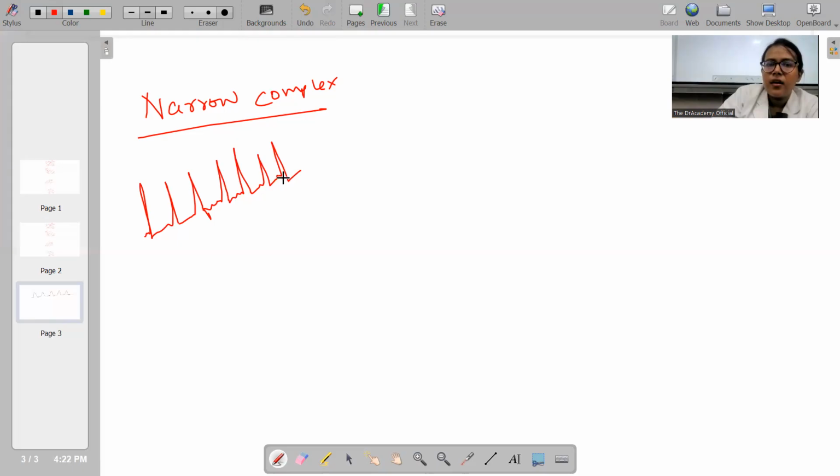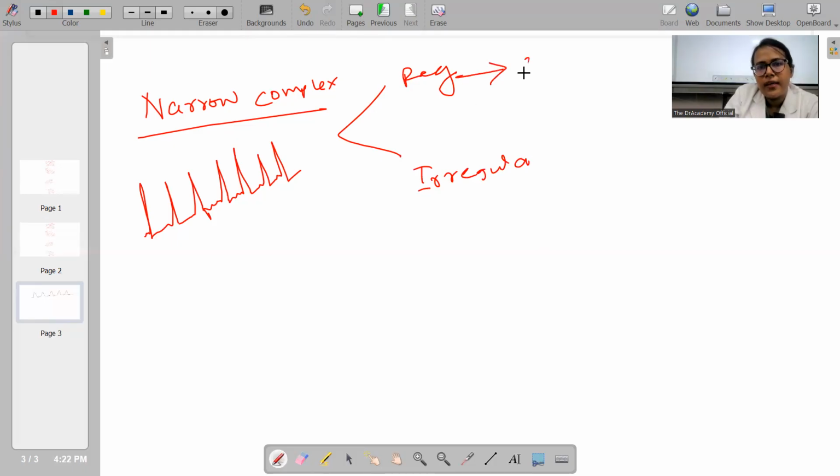If this is less than 120 milliseconds, so that's roughly less than 2 small squares, then you should consider this a case of narrow complex tachycardia. And if the width is roughly more than 4 to 5 small squares or equivalent to 1 large square, then that indicates this is a case of broad complex tachycardia. Sometimes there is some variation, but this is the general rule. So narrow complex tachycardia, again, can be of two types. One is regular and the other one is irregular. If this is regular, most likely this is a case of supraventricular tachycardia or SVT.